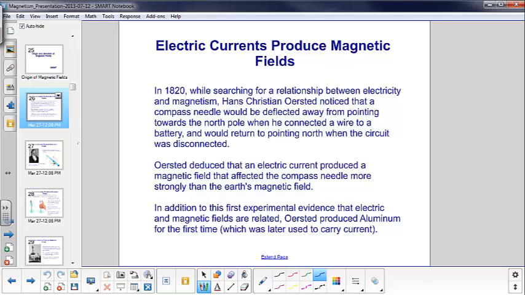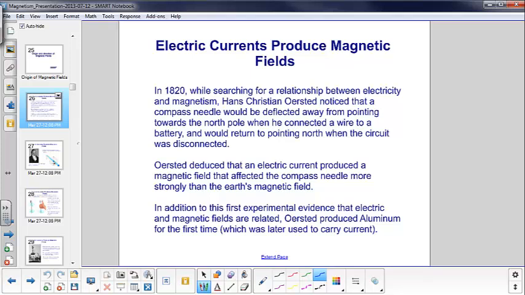Now the story goes that he actually did this as a lab in his classroom. He was a teacher, and whether he expected the result, whether he had put the compass there on purpose, that's really not known, but it's one of the most amazing discoveries ever found in a classroom. So what Ørsted deduced from that is that an electric current had to produce a magnetic field that would affect the compass needle more strongly than the Earth's magnetic field.